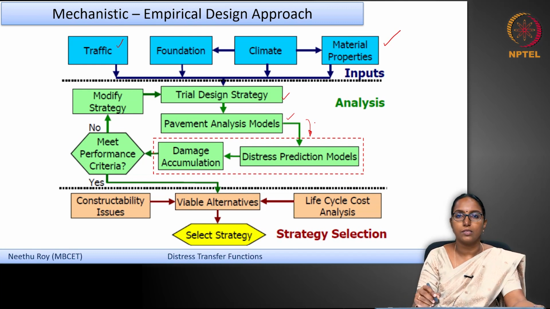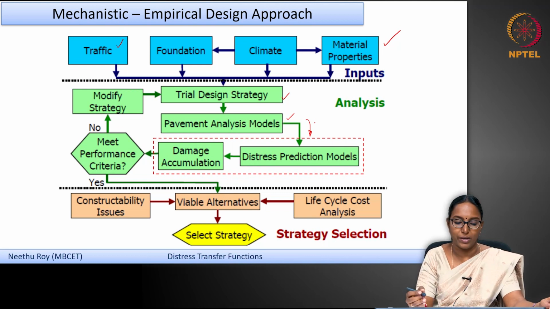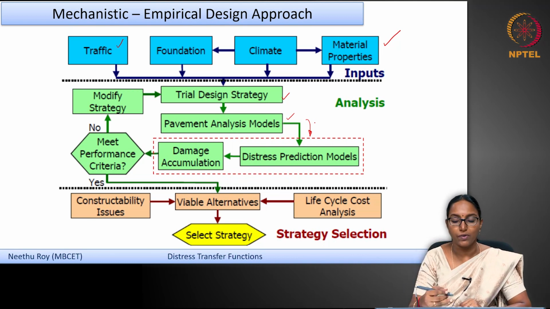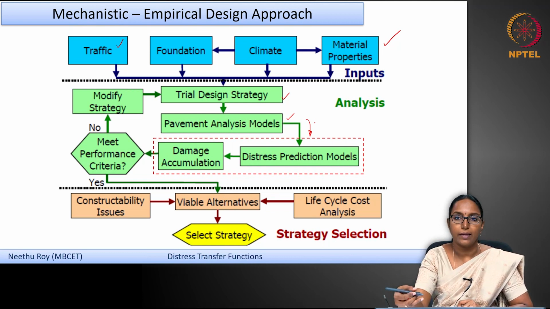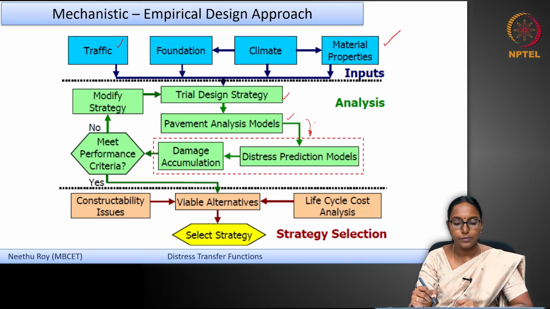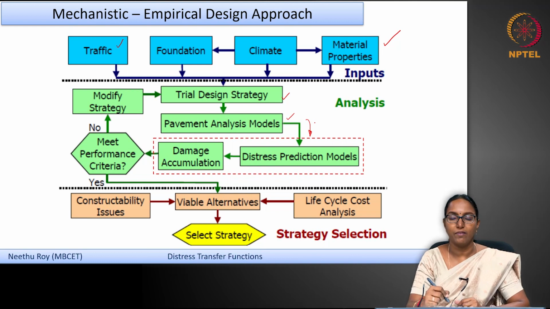Based on those predictions, you can see how the damage accumulates over the design period, and whether the performance criteria for any or many of the distresses you have considered are met for the trial design strategy. If not, you modify your structure, either in terms of the thickness of the layers or the properties of the various materials. You consider alternate materials and redo this process to arrive at the optimum strategy, or find some viable strategies.